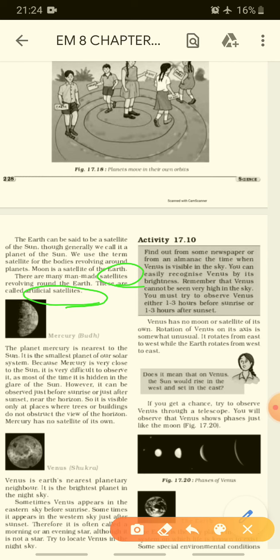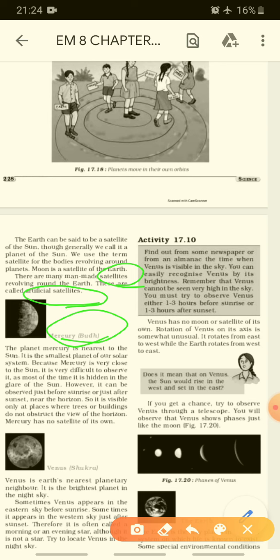Now we will be discussing Mercury, the first planet, which is nearest to the Sun. It is the smallest planet of our solar system. Because Mercury is very close to the Sun, which is a huge ball of fire, it is difficult to observe, as most of the time it is hidden in the glare of the Sun.